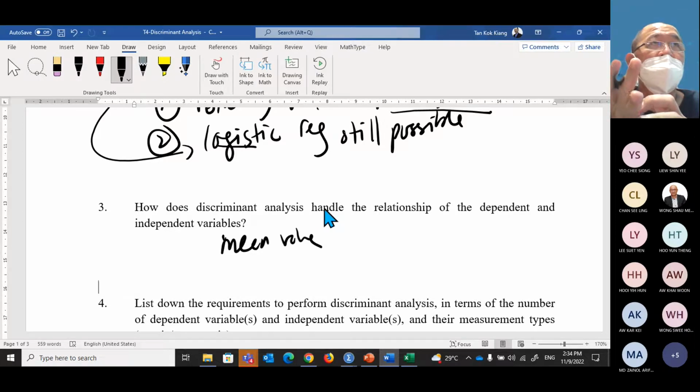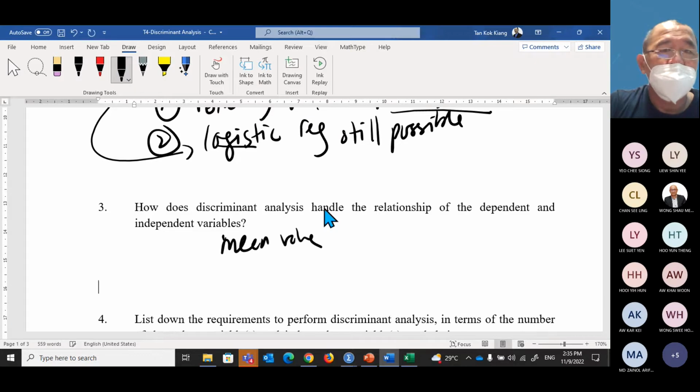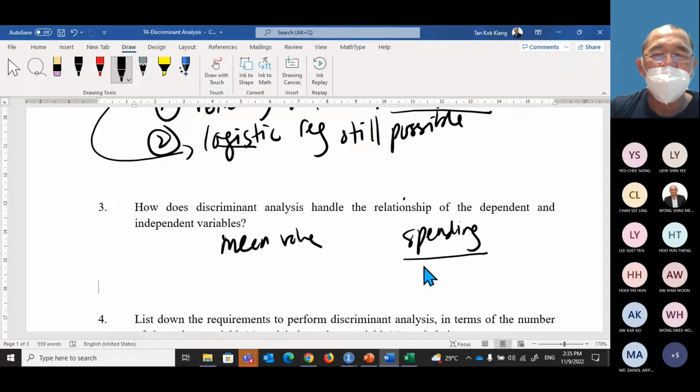Income is a good example, but is there another example, anyone? Quantitative, and also the non-metric. Okay, let's say spending over payment, you may use this.